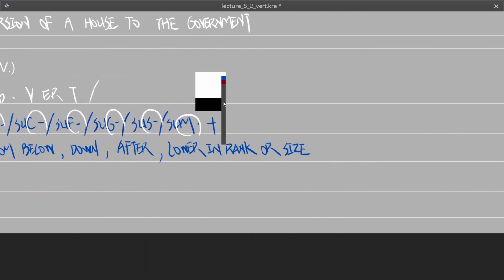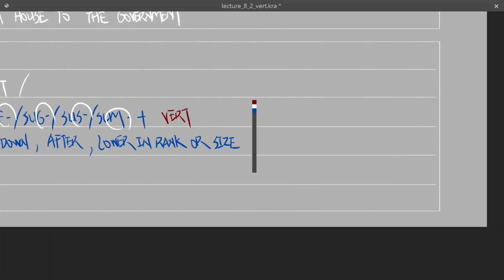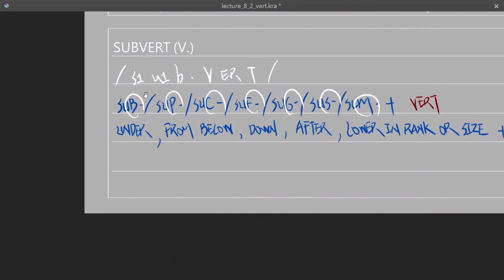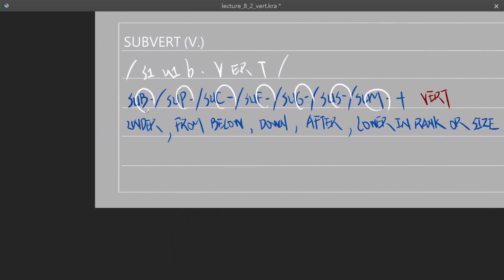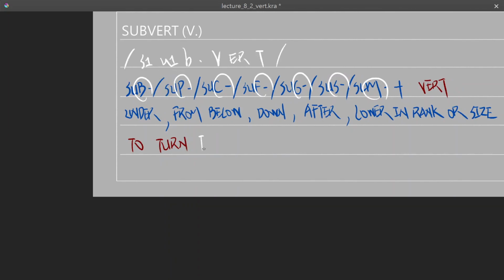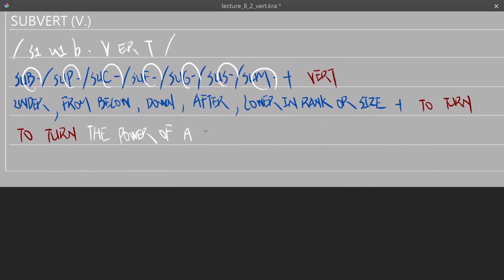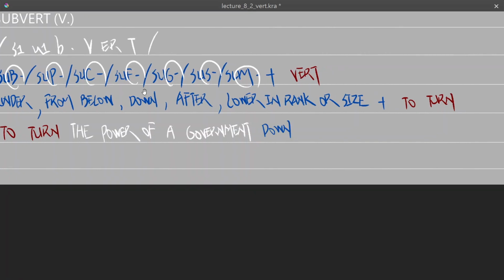Right, next we have the root vert. Vert means to turn. So subvert literally means what? To turn something, to turn the power of a government down. That is subvert.